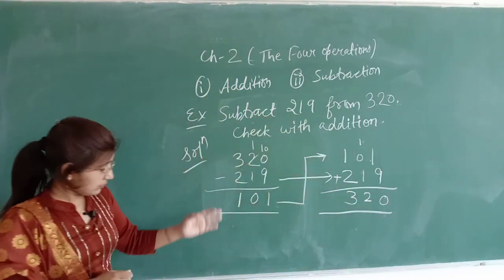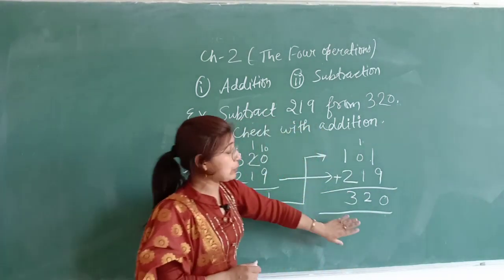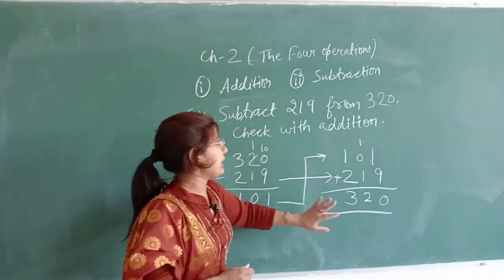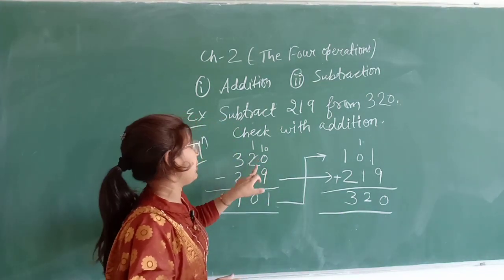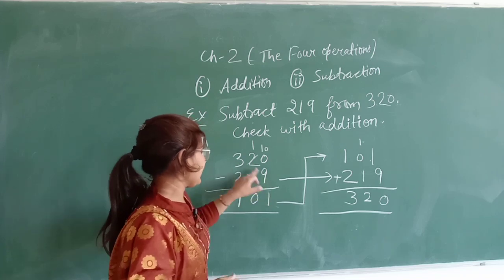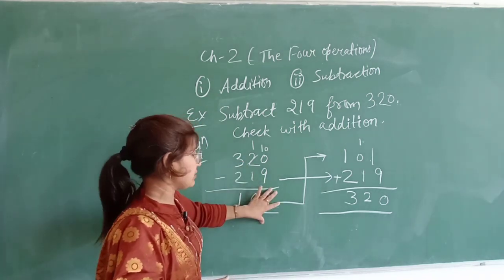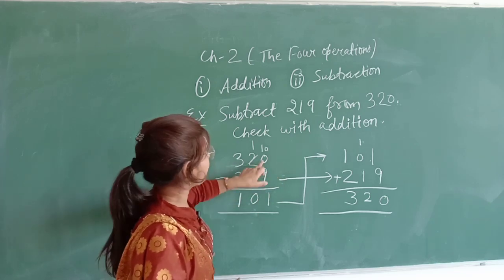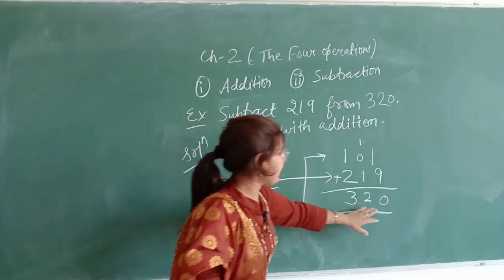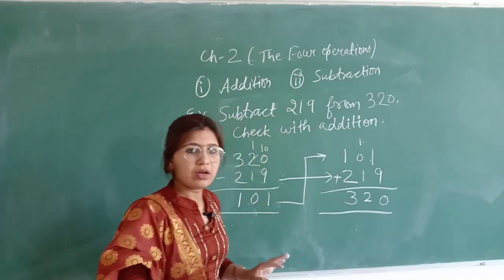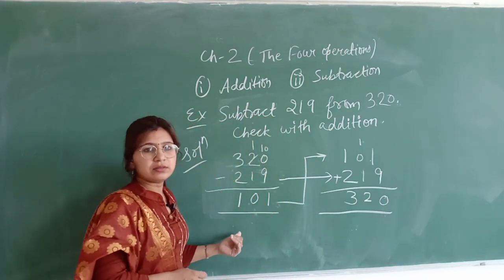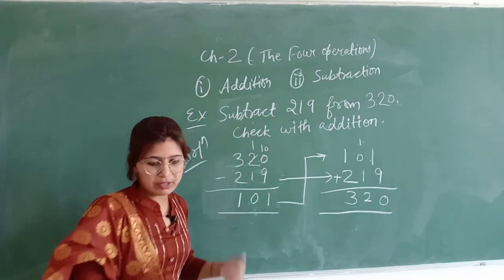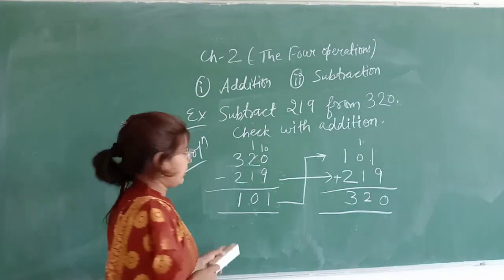See, what I want to tell you here is that if you subtract this number, this 219, from this number, you will get the answer, and if the answer and the number which you subtracted are added, they will give you this number. So you can verify your result here. Okay, one more example we will do on the basis of it for more clarification.